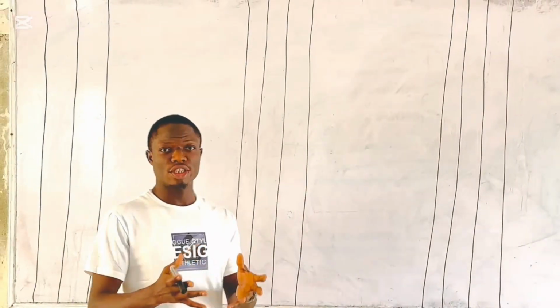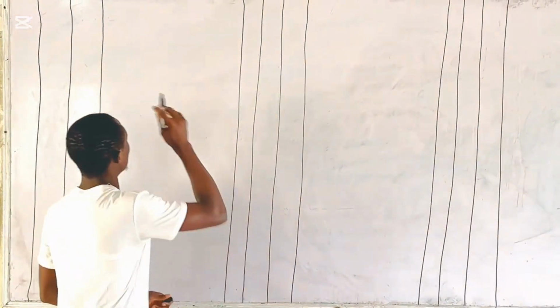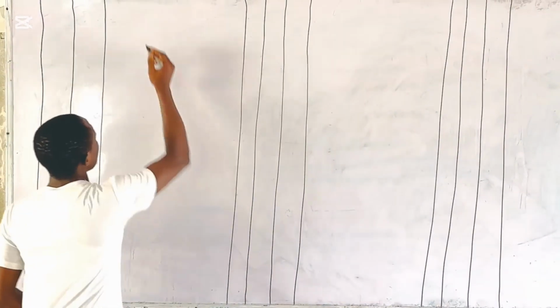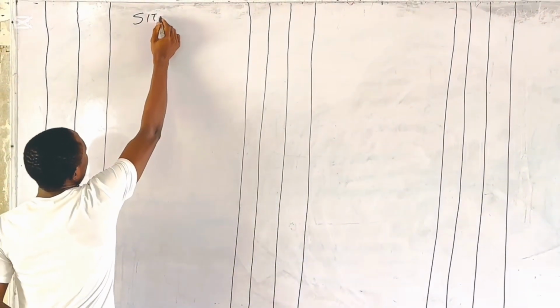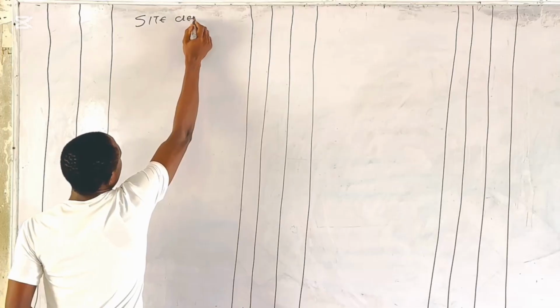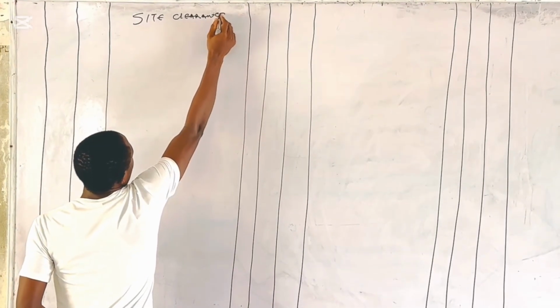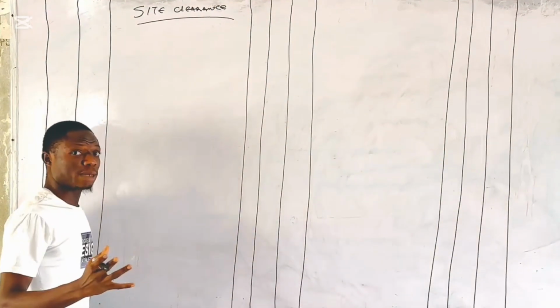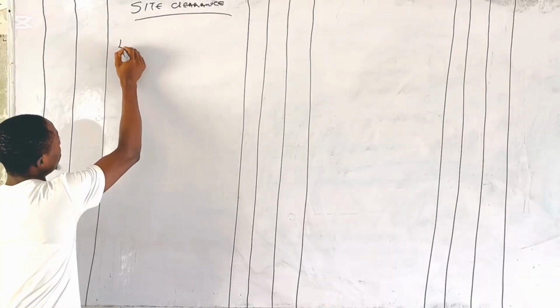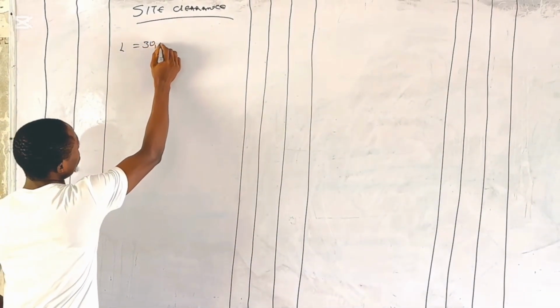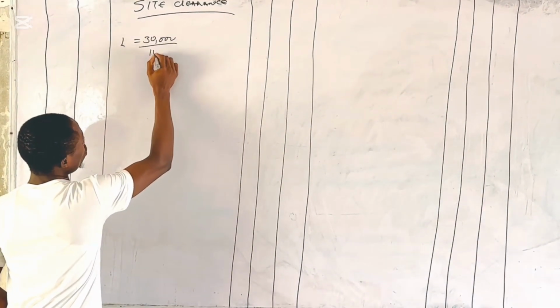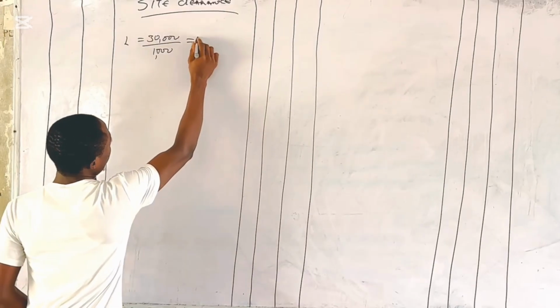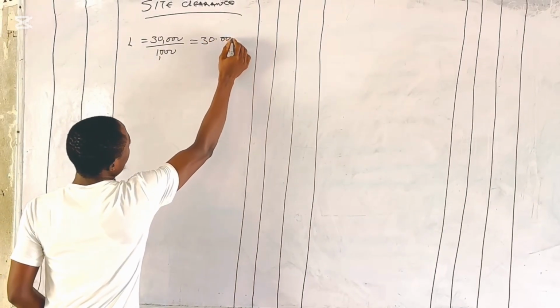Now from here, we move into the taking off itself, the measurement. After studying the drawing as the first approach to measurement, the next thing is we start with the first item, like I mentioned earlier, site clearance. From our site plan, the length is 30,000 millimeter, and you have to convert it to meter. By doing so, you will have 30.00 meter.